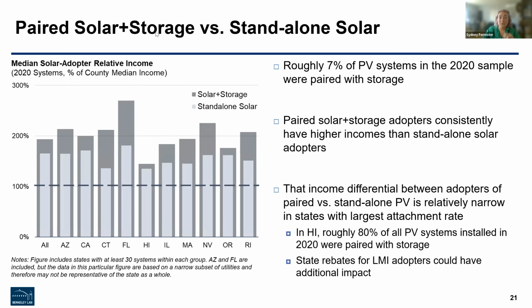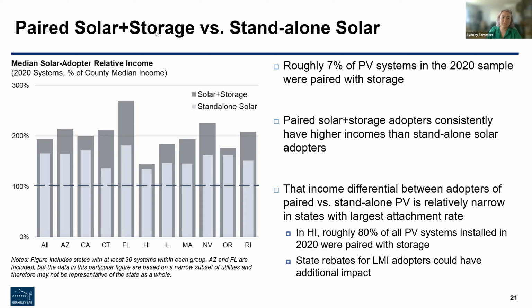So now moving to storage attachment. So this is a pretty small size of the market. So you see here that 7% of PV systems were paired with storage, and that's small, but it's increasing. It has been increasing and it will likely continue to do so in the future.